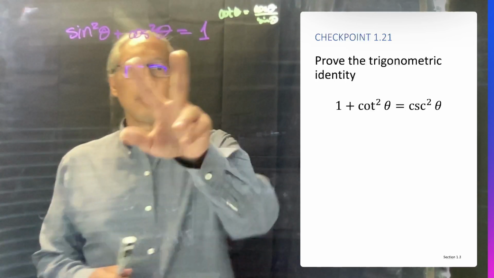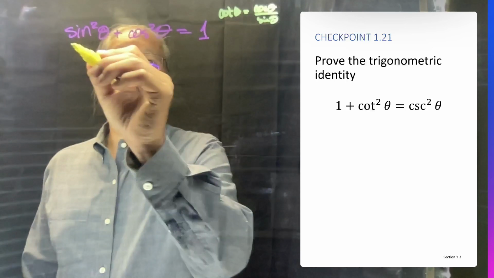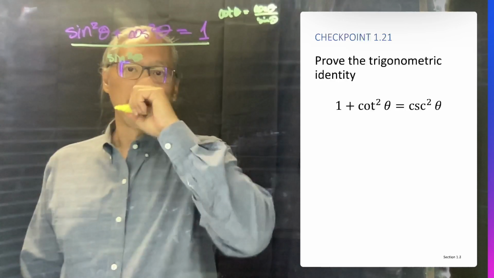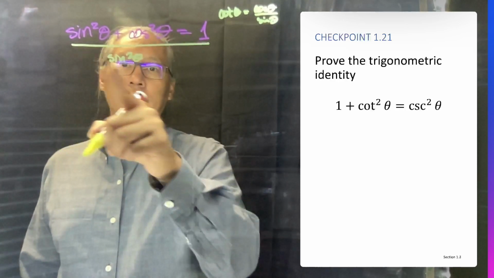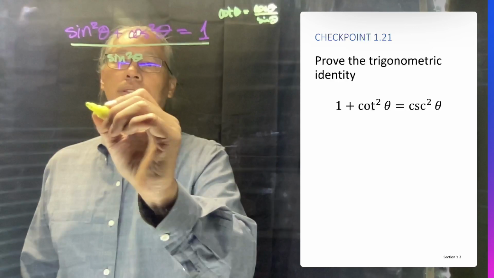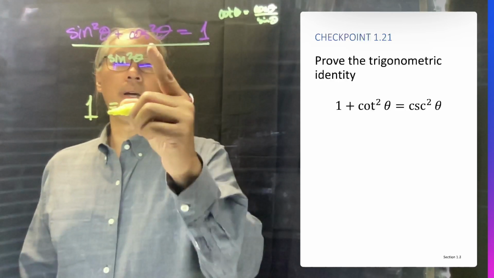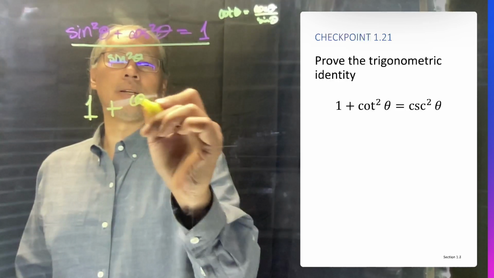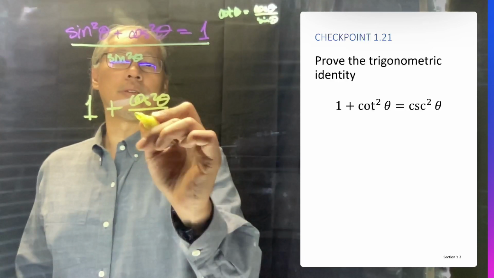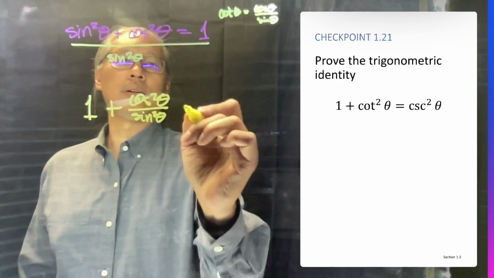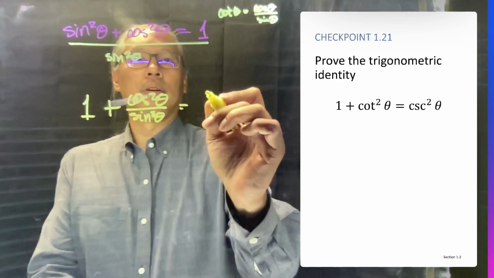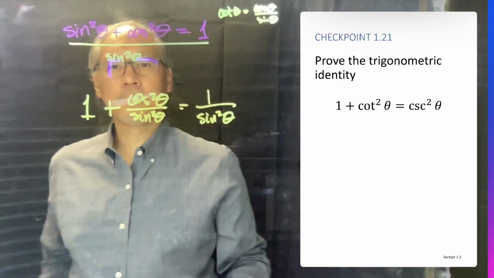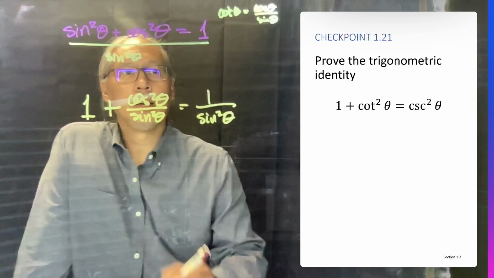So we have this. Let's think about dividing everything by sine squared theta. So here we have sine squared theta over sine squared theta, so that's just going to be 1. And here we have plus cosine squared theta over sine squared theta, and then here we have 1 over sine squared theta. All right. And here we go.